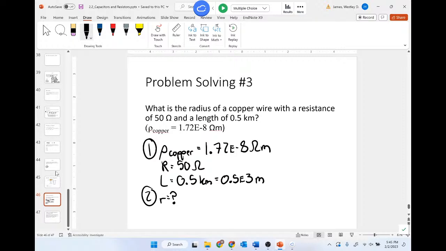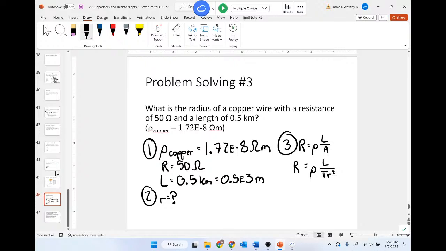There is only one equation for this. R equals rho L over A. You may look at that and be like, there's no radius. But yes, area is pi r squared. So, fairly straightforward plug and chug problem. You're going to see a few of these. Fairly straightforward, just getting used to using this equation. Not too much complexity here.